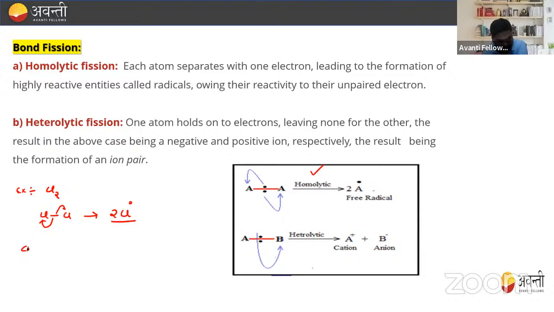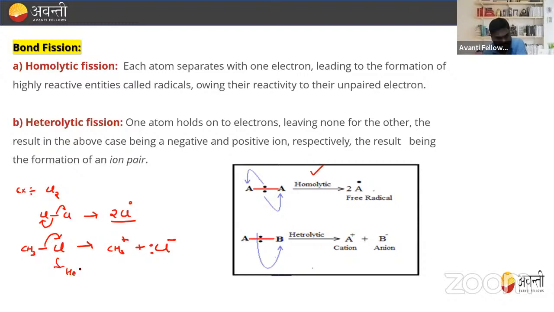Now, in case of CH3Cl, we know that Cl is much more electronegative than C. So there is the formation of a CH3 carbocation, and this will be Cl negative, that is an anion. So formation of the cation-anion pair takes place. So this one is known as heterolytic fission, right?